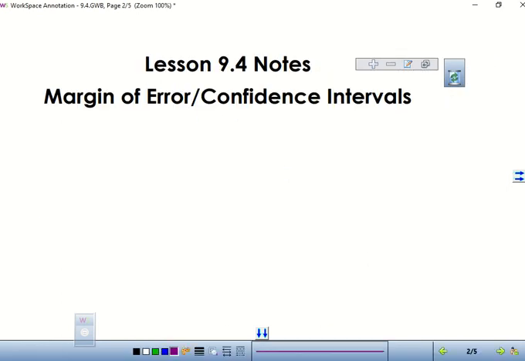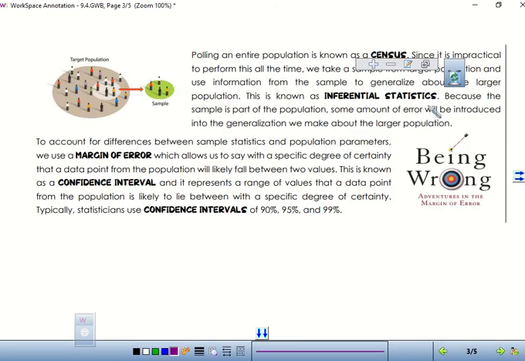So the lesson is margin of error and confidence intervals. Polling an entire population is known as a census. Since it is impractical to perform this all the time, we take a sample from a larger population and use information from the sample to generalize about the larger population.